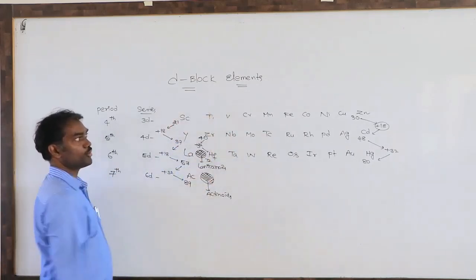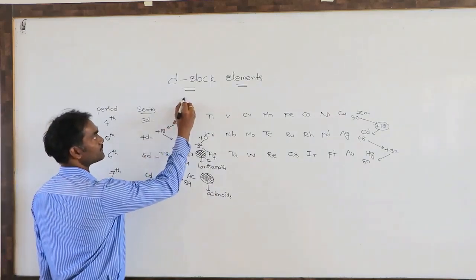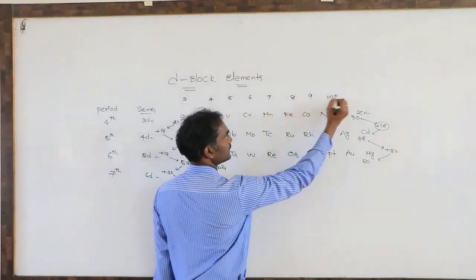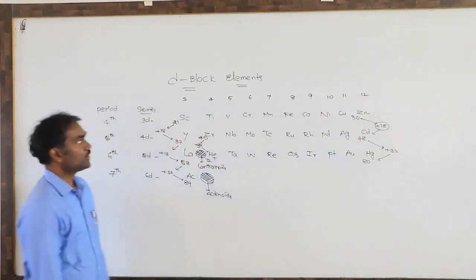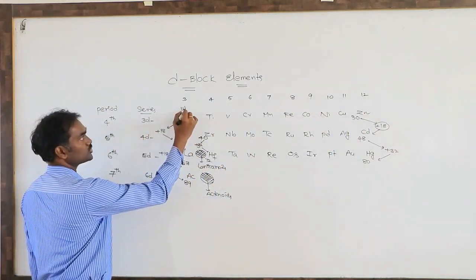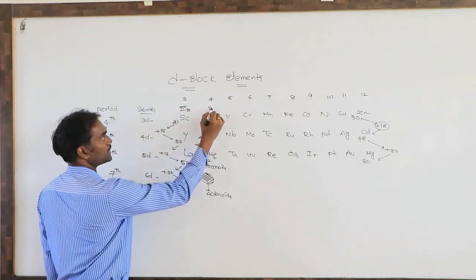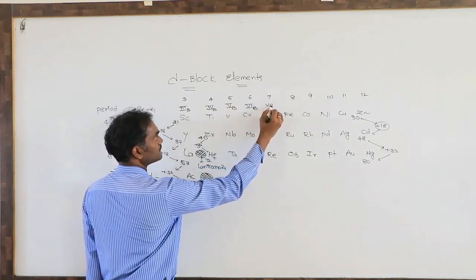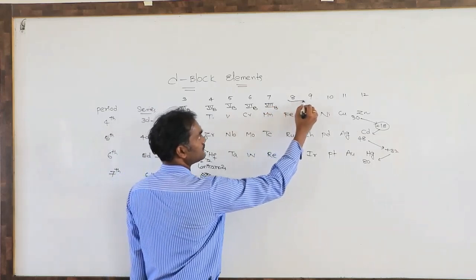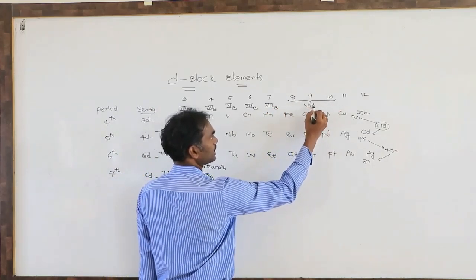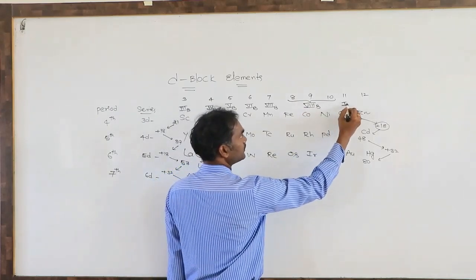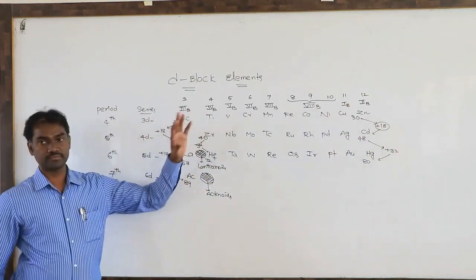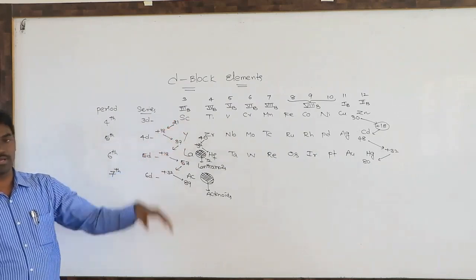In the modern periodic table, the group numbers start from 3, 4, 5, 6, 7, 8, 9, 10, 11, 12. According to Mendeleev, they are Roman numeral 3rd B, 4th B, 5th B, 6th B, 7th B, and then 8th, 9th, 10th all together are taken as 8th B. The 11th group you take as first B, the 12th as second B. This is according to Mendeleev. B indicates the D and F block elements.